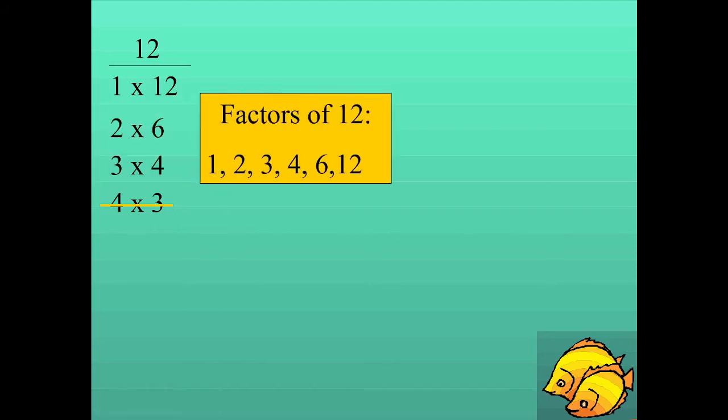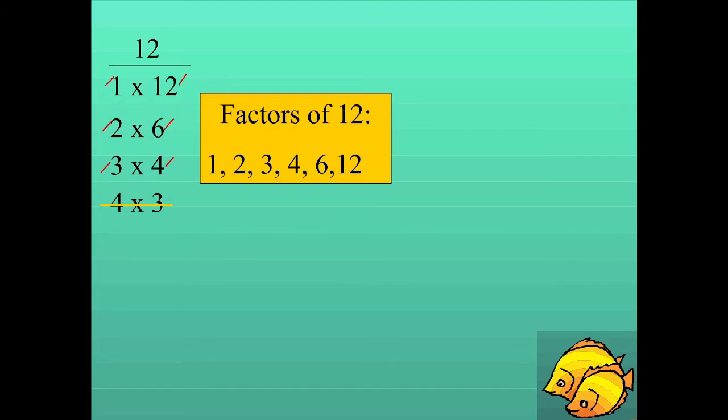Now, what are the factors of 12? 1 times 12, 2 times 6, 3 times 4, 4 times 3. We don't need to repeat 4 times 3. So the factors of 12 are 1, 2, 3, 4, 6, and 12. These are all the factors of 12.